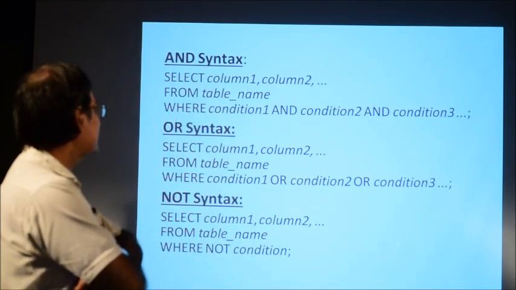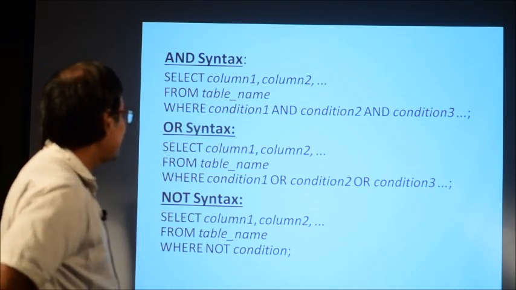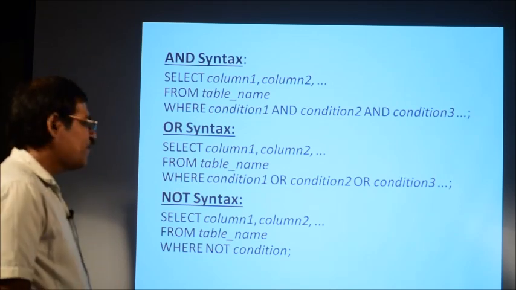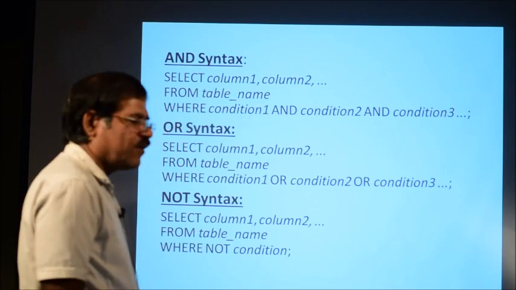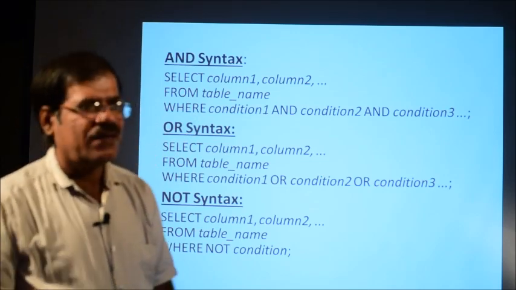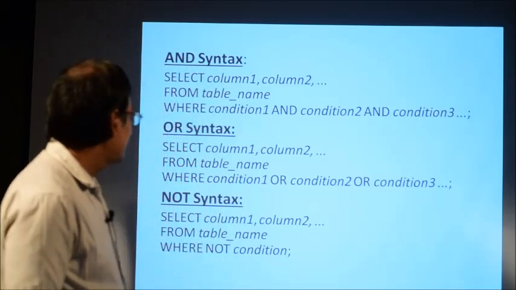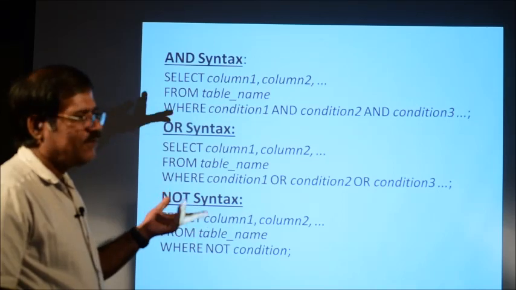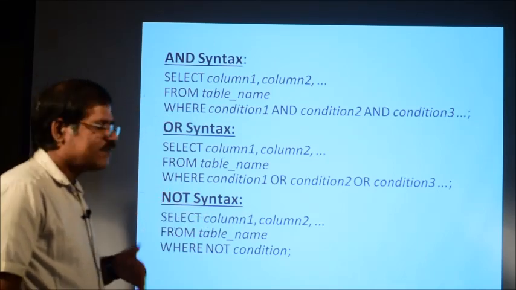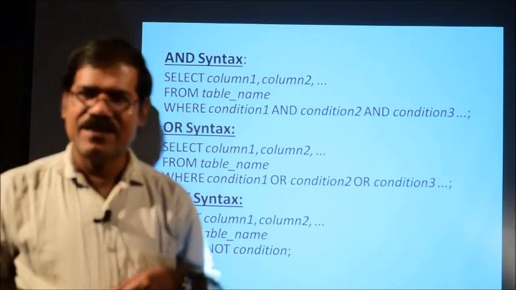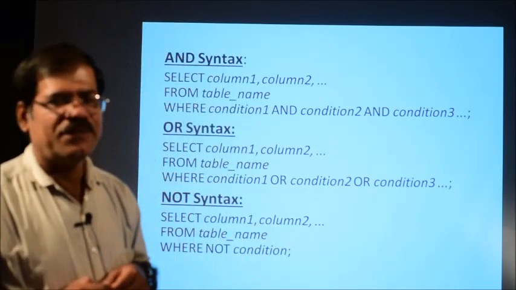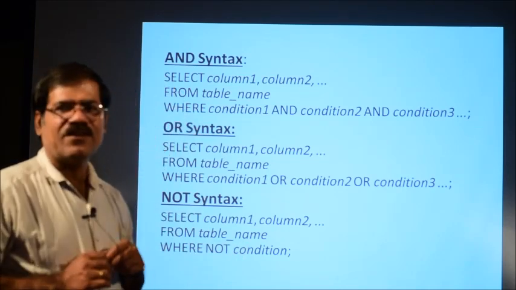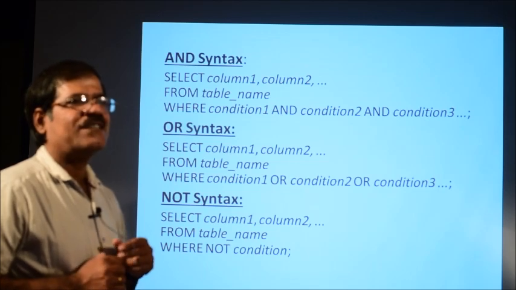OR says just the opposite. Similarly, the syntax is like that, but instead of AND you write OR. SELECT column1, column2, ..., column n FROM table name WHERE condition1 OR condition2 OR n number of conditions. If condition 1 is true, condition 2 may be true or false, condition 3 may be true or false. If any one of the conditions is true, then the statement will be executed, because OR says that if one of the conditions is true, then the result will be true. If all are false, the statement is not executed.